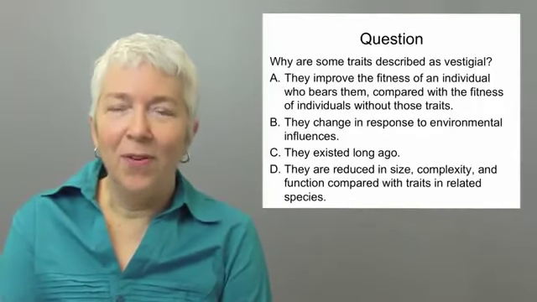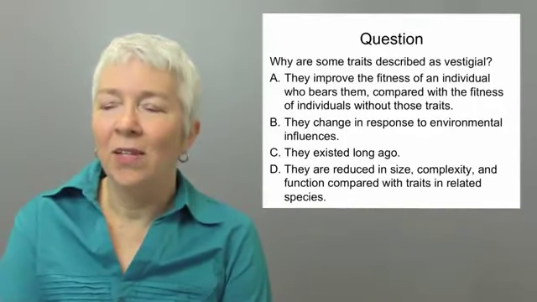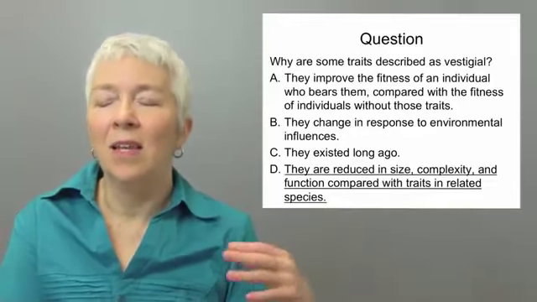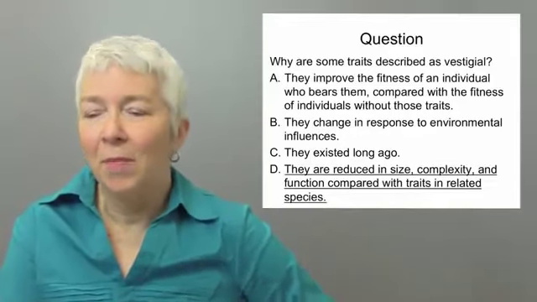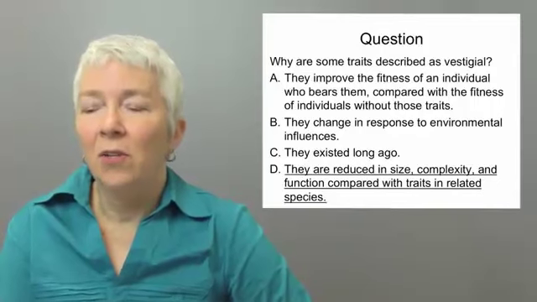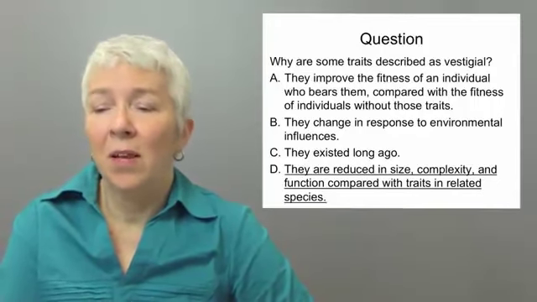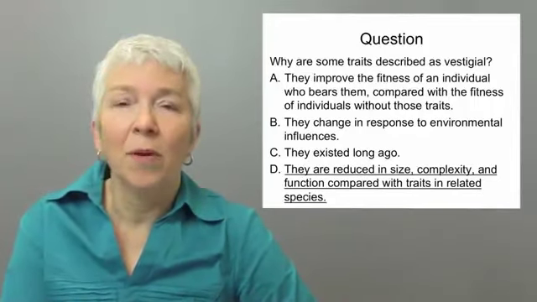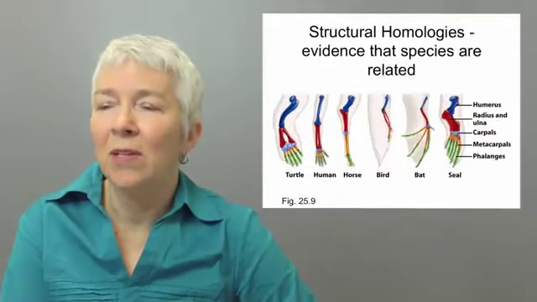Welcome back. I hope you considered these and picked your favorite answer, and hopefully you picked D as the best answer for this particular question. Vestigial traits can be identified because they are reduced in size, complexity, and function compared with traits in related species.